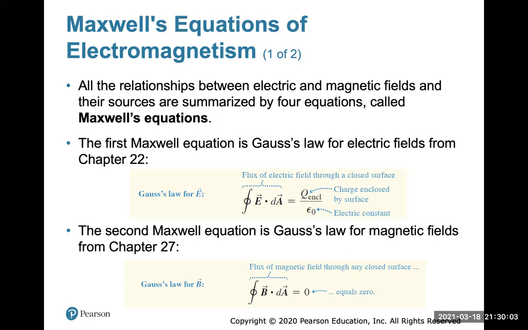There's no such thing as a magnetic monopole. Let's say that with Gauss's law for magnetic fields: the total magnetic flux through a closed surface is 0.